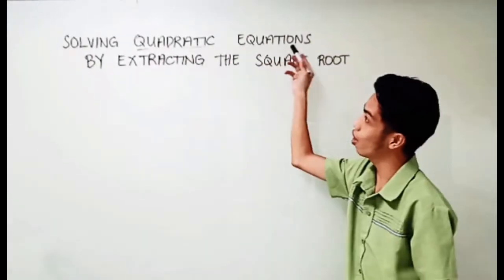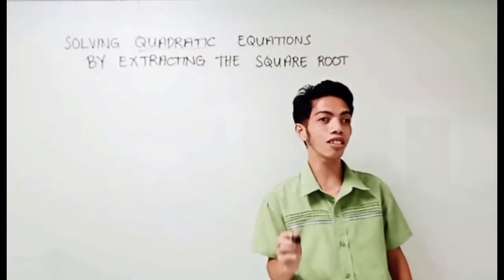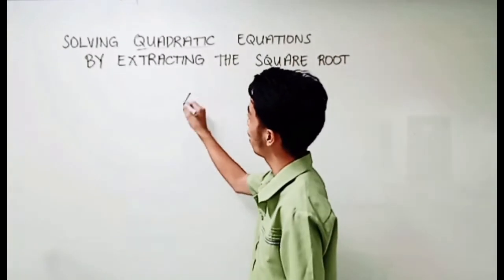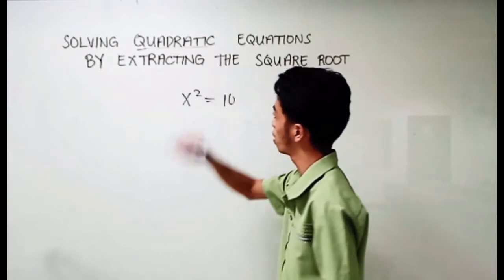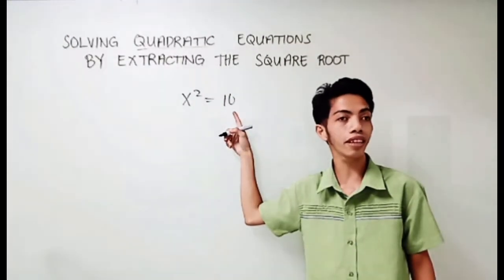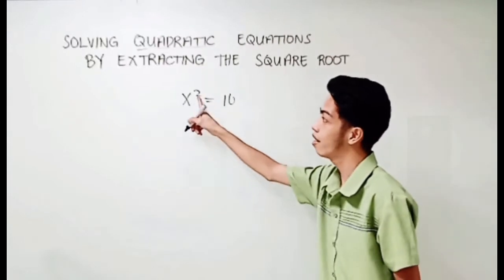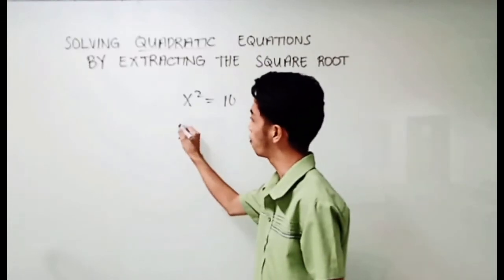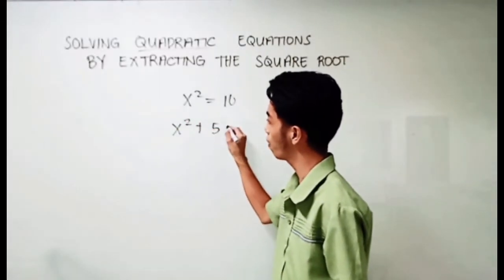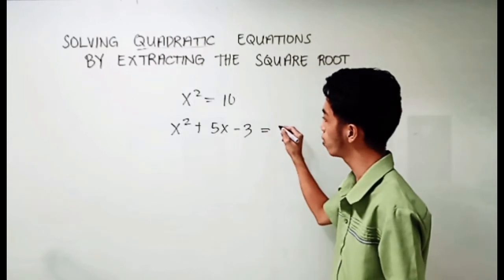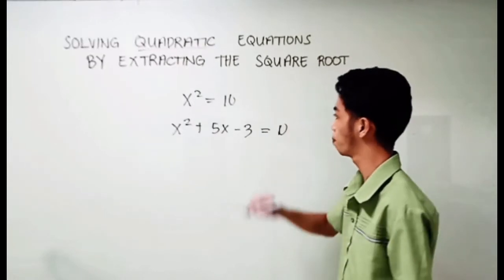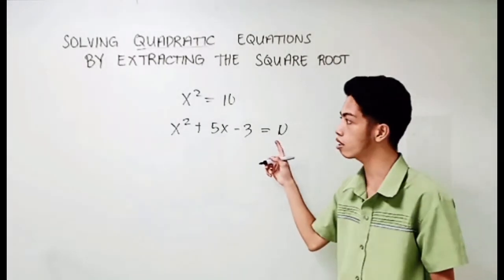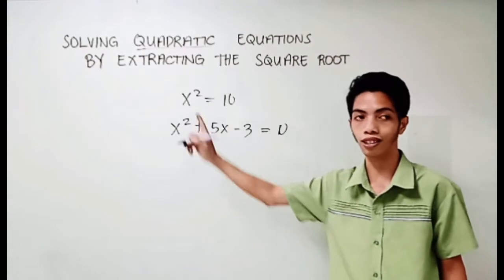Okay, let's start with the definition of a quadratic equation. A quadratic equation is an equation where the highest degree of exponent is 2. Let's say, for example, I have x squared equals 10. This can be called a quadratic equation because the highest degree of exponent is 2. Another example, if I have x squared plus 5x minus 3 equals 0, that is an example of a quadratic equation because the highest degree of exponent is 2.